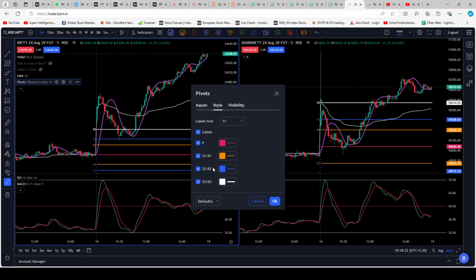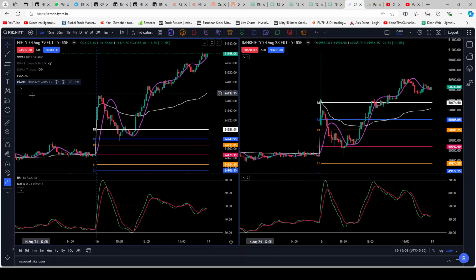Choose whatever color you want. In my case, the main center pivot I have chosen red. S1 and R1 are yellow, S2 and R2 are blue, and S3 and R3 are white. That's my choice. You can choose whatever color you want.